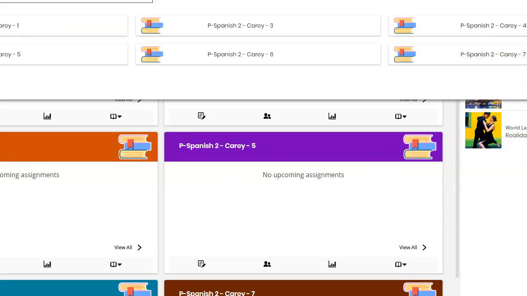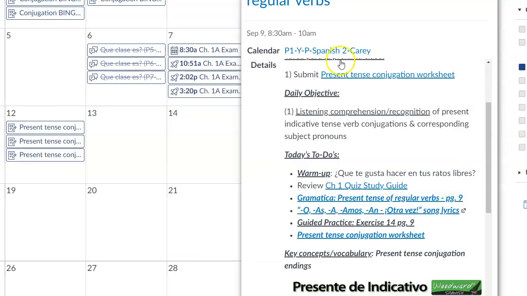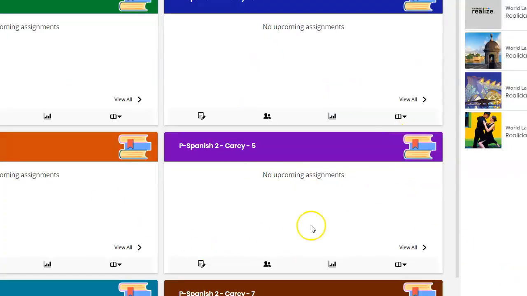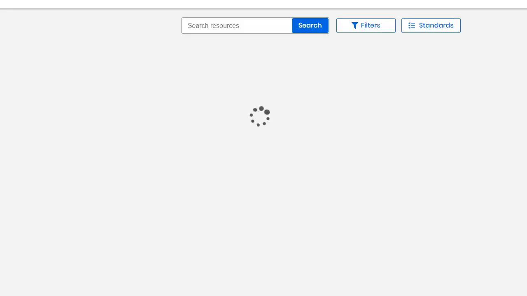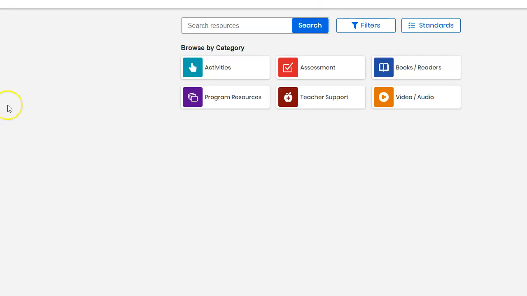I'm not going to assign you anything in the platform. Everything will continue to be done through Canvas, but it's just a nice additional resource, especially if you're looking for some additional practice, or you just want to access all the content online rather than sifting through the physical textbook. So you're going to click on World Languages Realidades Dos, and that's going to take you here.